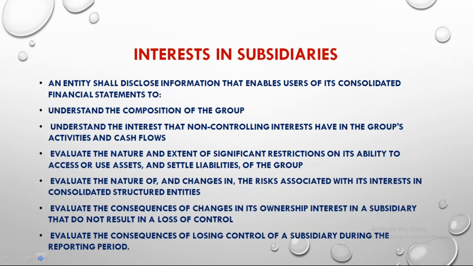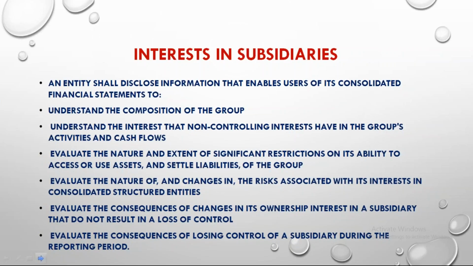Then the accounting is no longer consolidated; it is associate accounting. So you are not controlling. You have to see that kind of thing and disclose all that. Evaluate the consequences of losing control of a subsidiary during the reporting period.